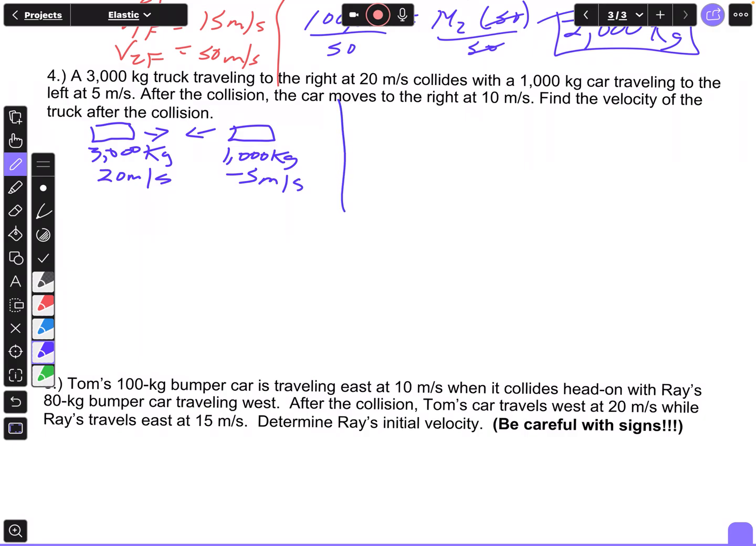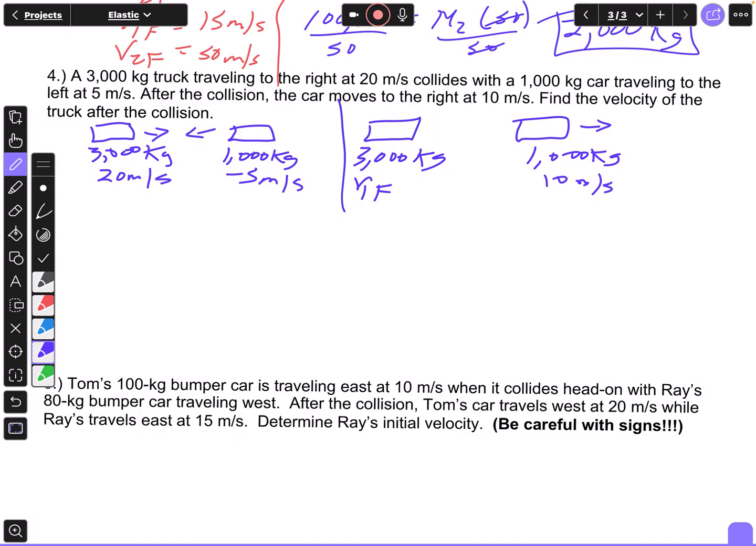That's my initial conditions. Afterwards, it says the car moves to the right. And remember, the truck was my first velocity, so the car moves to the right, so after the collision, it's going to move this way. Remember, it weighs 1,000 kilograms. And if it moves to the right, it's going to be at 10 meters per second. The first object, the truck, was 3,000 kilograms, and we want to find it. So we're looking for V1F.